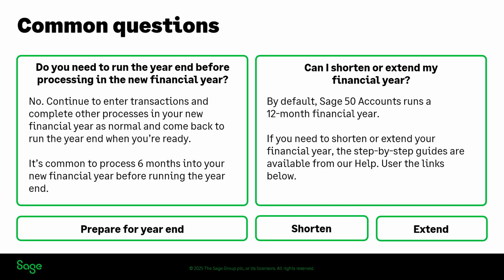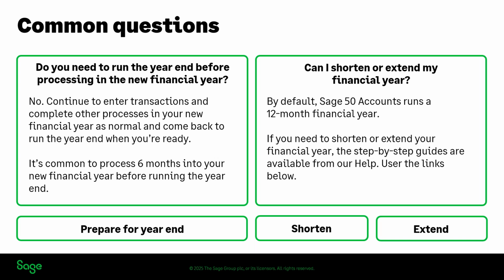Now it says there it is common to process 6 months into your new financial year, or even more, before running that year end. So 21% of you voted on that poll that you wait 6 months or more. Now I've included some links at the bottom as well, so prepare for year end, shortening and extending your financial year. If you need those and you've downloaded the handouts, those links will take you to the relevant Help Center articles to guide you through those processes.